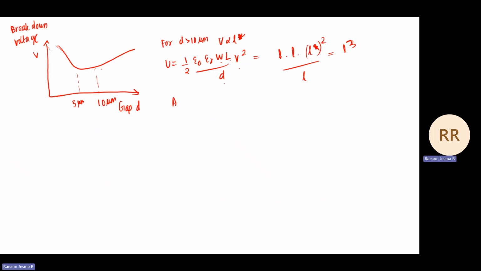So as size decreases in linear dimension by 10, the electrostatic force will decrease by 1000.